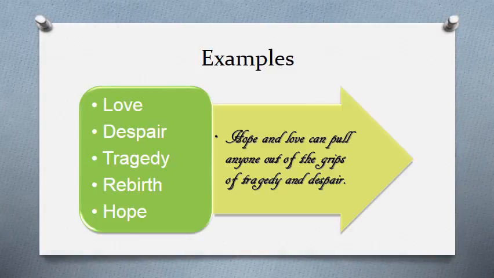So some examples. In our mock-up story, we have things like love, despair, tragedy, rebirth, and hope. So we change this into a statement like hope and love can pull anyone out of the grips of tragedy and despair. Don't worry so much if your theme doesn't seem quite right or you're not sure if that's really what's going to carry it all the way through. This is, of course, our first draft, our rough draft, and working title, working theme. It may change or evolve as your story does.